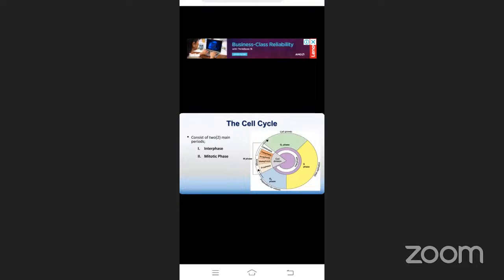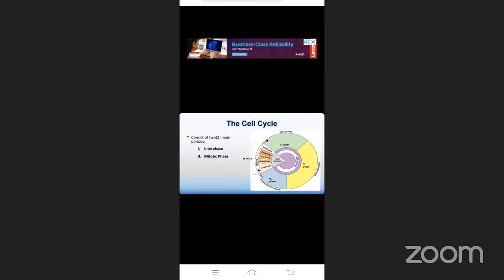Then the second subphase, S phase. S phase means synthesis phase, synthesis of the DNA. The replication or synthesis of DNA occurs during this phase. At the end of this phase, duplication of the DNA takes place in the cell. So in this phase, DNA is synthesized.